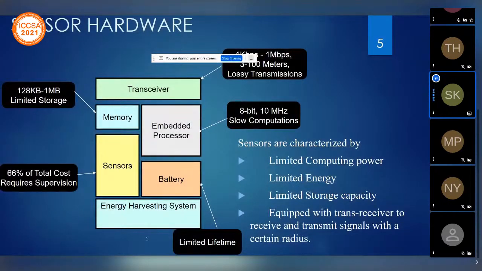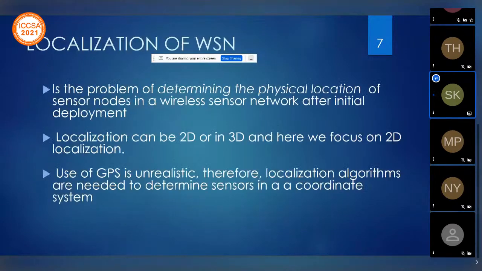The way the sensor hardware is characterized is clearly by very limited computing power, limited storage capacity, and it's equipped with a transceiver to receive and transmit signals within a certain radius, which we call the sensor radius. And we assume that the sensor radius is the same for all the sensors that we're going to deploy in this particular talk. And sometimes there could be lossy transmission as well.